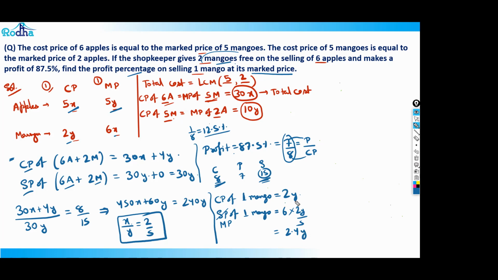So CP is 2y, MP is 2.4y. So what is the profit percentage, guys? Profit percentage is profit of 0.4 on 2 into 100, that is 1 by 5, that is 20%. So 20% is the answer for this beautiful question, and that's the best possible method to solve such questions, right?